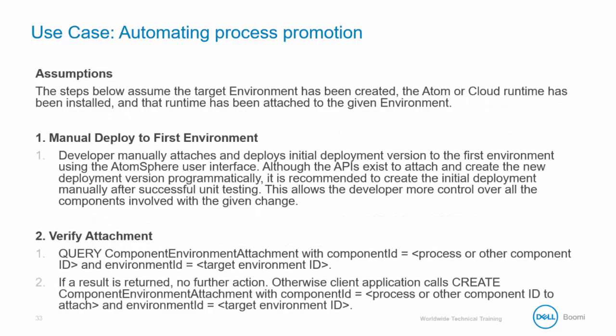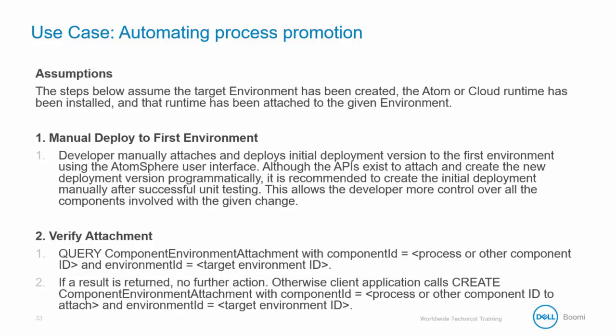This use case assumes that the target environment has already been created, the atom or the cloud runtime has been installed, and that the runtime has been attached to the given environment. So the steps to automating process promotion are as follows.